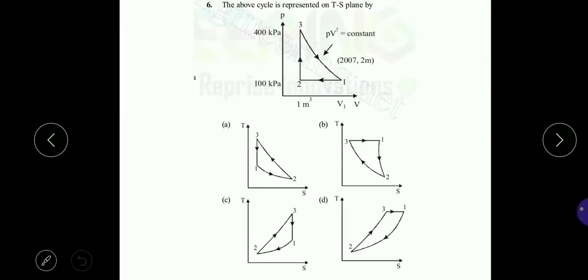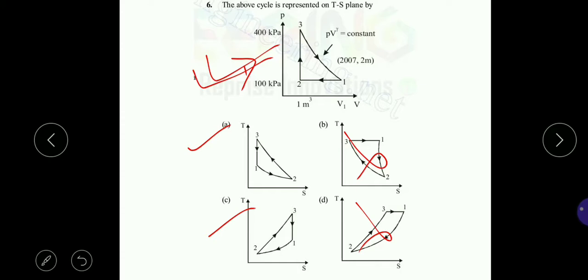Then next, the above cycle is represented on the TS plane by which one? So this is the PV diagram given, and we need to find the corresponding TS diagram. You see here 1 to 2 is a constant pressure process, 2 to 3 is a constant volume process, and 3 to 1 is a constant entropy process, an isentropic process. So 3 to 1 is isentropic, so these two get cancelled and among these two, one may be my answer. This is a clockwise cycle, and this one is not clockwise, it is anti-clockwise, so this will be my answer. So C is the correct option here.